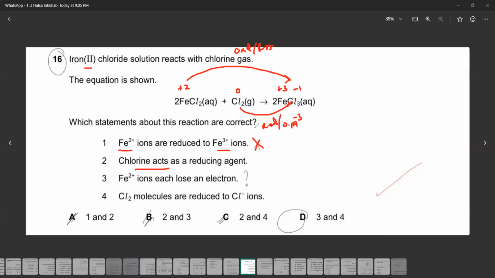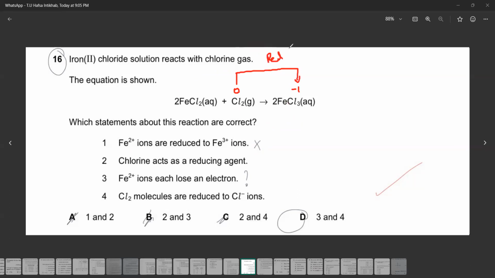Chlorine is not acting as a reducing agent, chlorine is acting like an oxidizing agent. Why oxidizing agent? Because chlorine is 0 here and the chloride charge is -1. So when 0 becomes -1, this change is reduction, and the substance is an oxidizing agent, not a reducing agent. And here the 2 represents the oxidation number of iron, and here this iron is +3. So if +2 turns into +3, there's an increase in oxidation number. This change is known as oxidation, and the substance is a reducing agent. So chlorine is not acting like a reducing agent, it is acting like an oxidizing agent. That's why 1 and 2 are wrong.